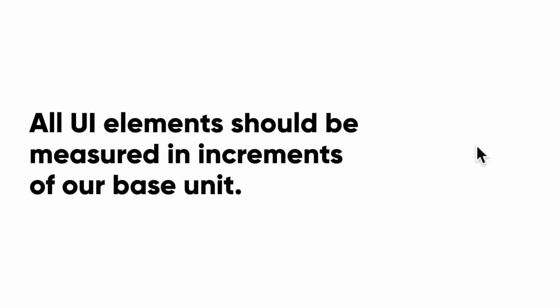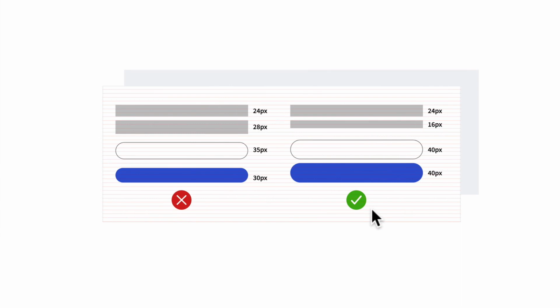Up next is sizing. Now, all UI elements should be measured in increments of our base unit. This helps us with a bunch of things like clear alignment, consistency, and hierarchy. Let's take a look at the difference between the two here. One's using an 8 pixel base unit, the other one isn't really using anything, and there's just no rhythm. It may seem minuscule, but if I were checking out a product or a website and I came across a credit card input like this, paired with all these different UI elements, I would think twice about entering my information.